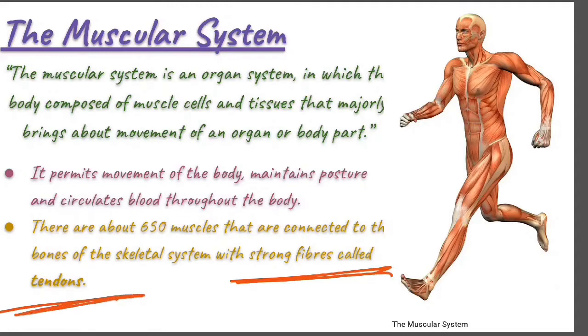Don't get confused between tendons and ligaments. Previously, in our bones chapter, we learnt about ligaments. Here we are learning about tendons. So what is the difference? Bones are joined to bones with the help of ligaments, and here the muscles are joined to bones with tendons. That is the difference between ligaments and tendons.